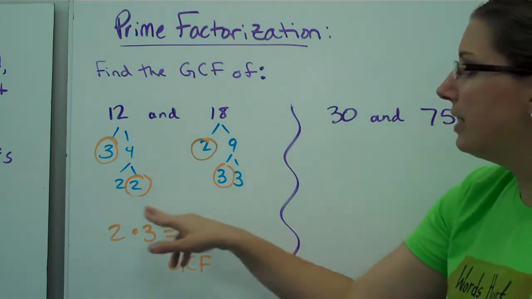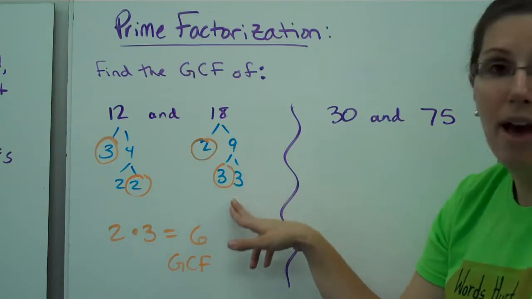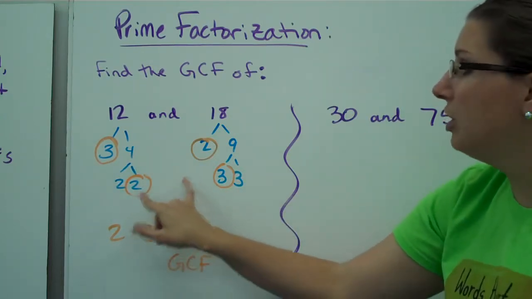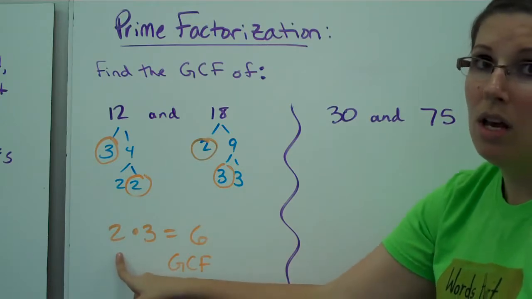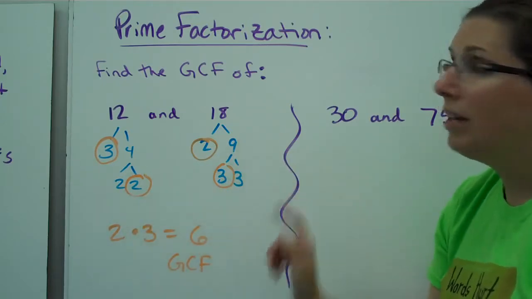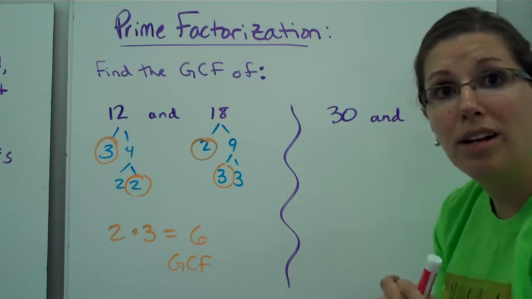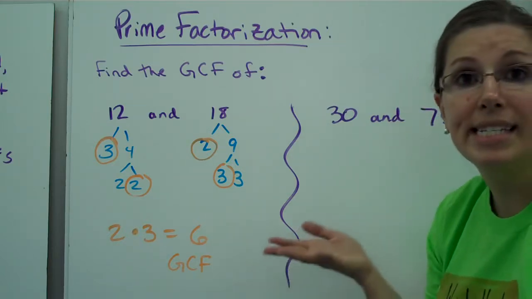So what I went and did is I circled the numbers they have in common. So they have a 3 in common, and I wrote it down. And they have a 2 in common, and I wrote it down. Those are the factors they have in common. Now I just have to multiply those together to get a product, and that product is my GCF. In this case, it's 6.